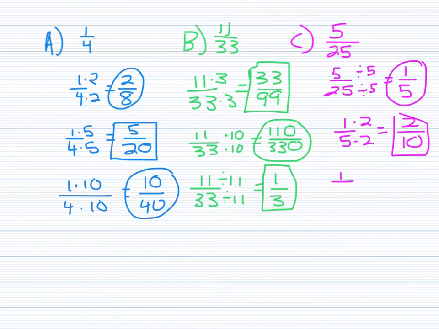I can also take 1/5 and multiply, let's do times 8. And that will give me 8 over 40. So as long as we're multiplying and dividing the numerator and denominator by the same number, we can generate really infinitely many equivalent fractions for any starting fraction that we have.